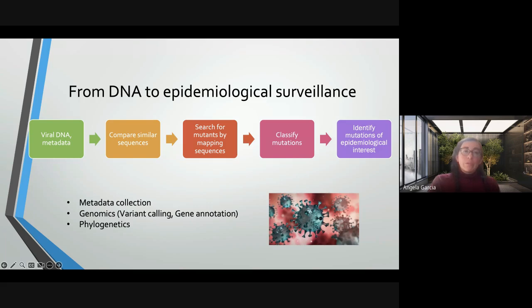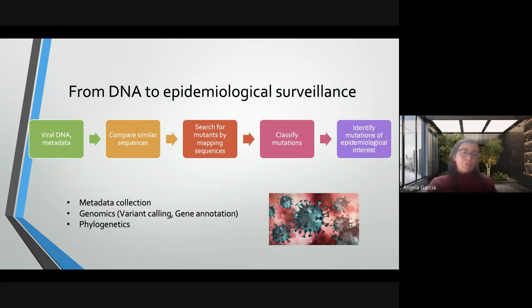And from here, the viral DNA, you can use that for all this analysis, compare different sequences like human 1, human 2, human 3, human 4, and also against the 2019 genome that was available from China. Compare these sequences and search for mutants. And those mutants will describe, okay, this one's similar, this one's different. And from these mutants, there was also an additional step, which was to classify the mutations.